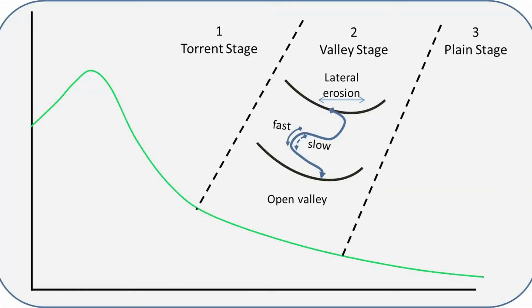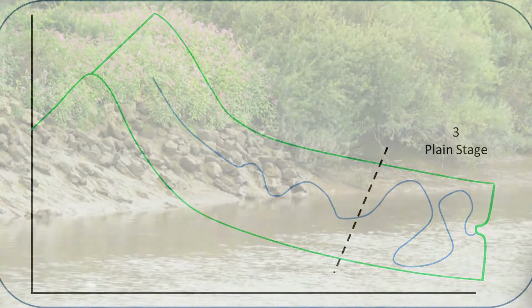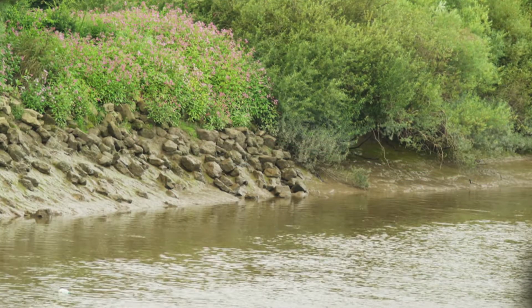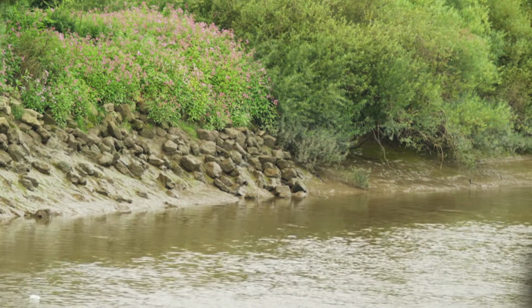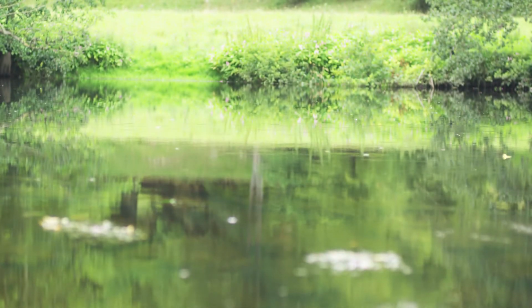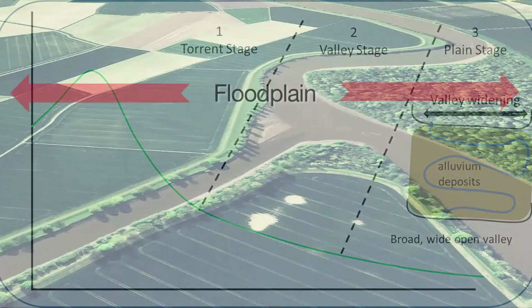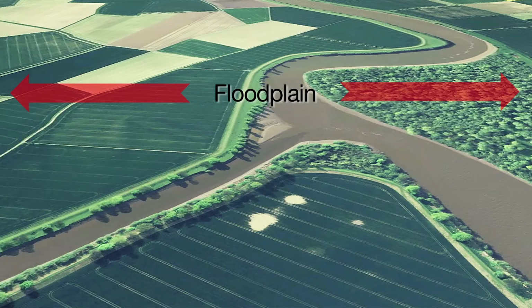When we get to the plain stage, the river now has very little gradient. It's flowing slowly. The slower a river flows, the more it drops of its load. So this is a zone of very, very broad valleys, huge loops in the river, deposition going on all the time, river changing its course frequently. This zone from here to here would be called the floodplain.